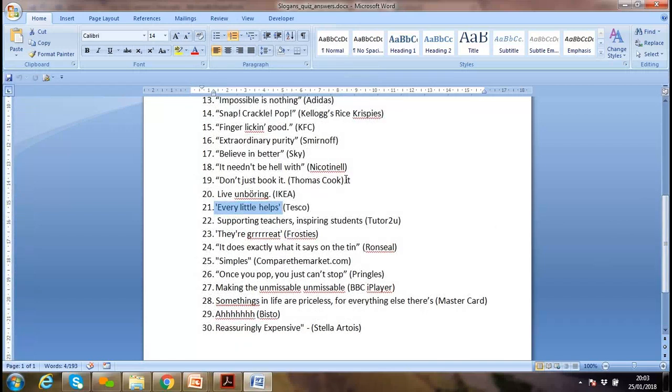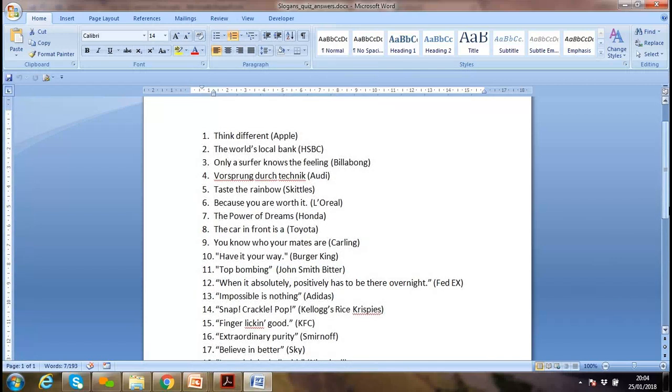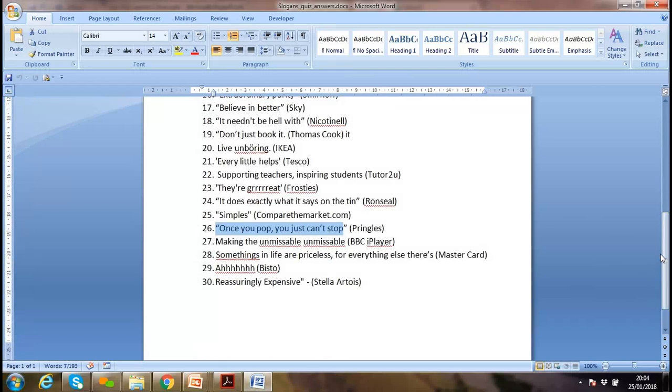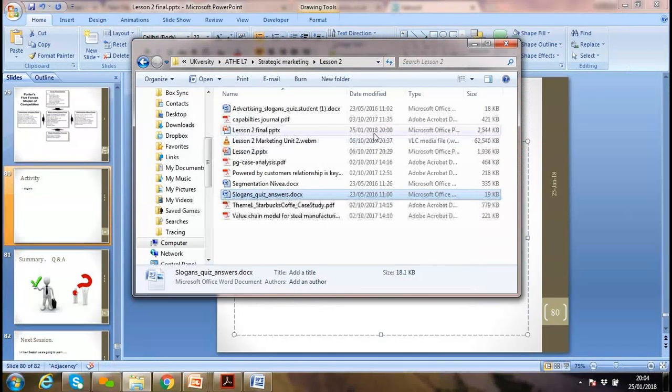Every little helps. These are the different companies. Pringles: once you pop, you just can't stop. When you open a Pringles can, you can't stop. So, different companies and they use these slogans.